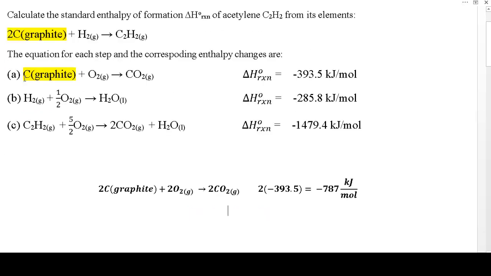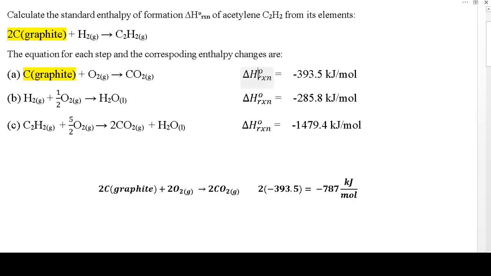So I multiplied reaction A by 2 to get this bottom equation. 2C graphite plus 2 oxygen goes to 2CO2. So I multiplied everything by 2. And remember, one of the rules in Hess's law, the sort of gymnastics, is we have to multiply the corresponding delta H of the reaction by 2. And doing that, I get minus 787 kilojoules per mole.